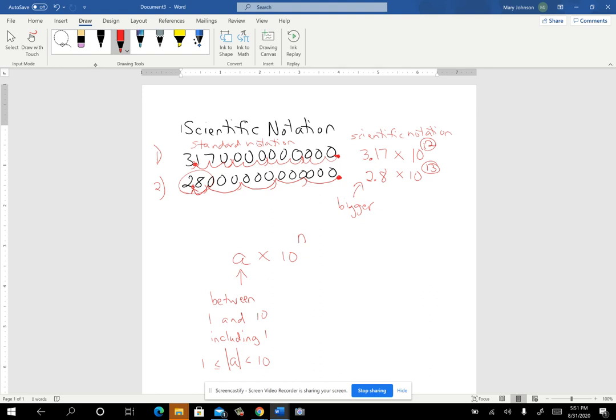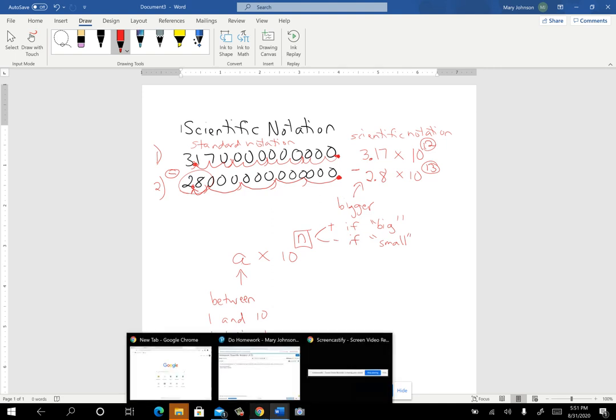Then if A is negative, like if this were negative right here, you would just have a negative right there, okay? And then this part right here, the exponent, I want you just thinking it's going to be positive if the number part is big, and the exponent's going to be negative if the number part is small.